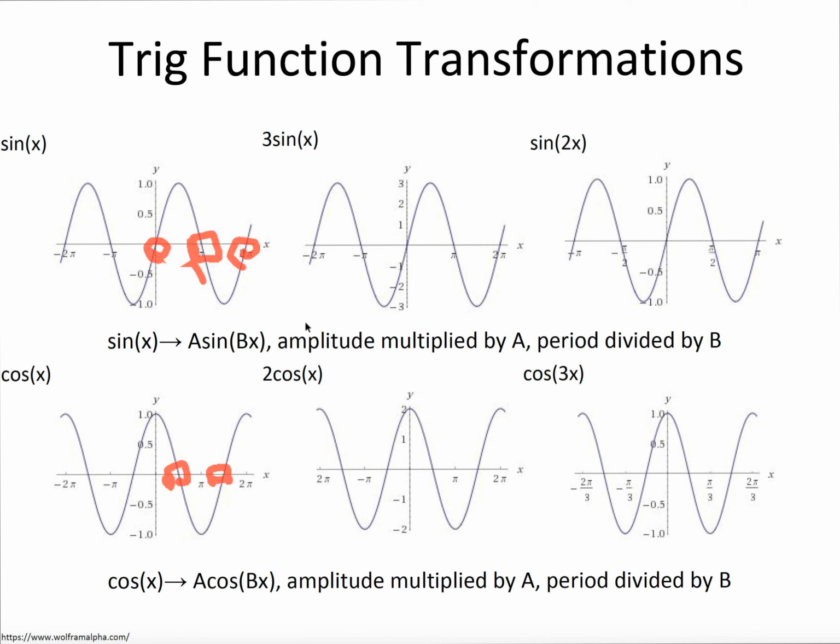Now, what happens if you put a 2x here in between the sine? These values will simply be divided by 2. So instead of sine crossing the x-axis at pi, it now crosses it at pi over 2. If you put a 3 in between the cosine here, instead of cosine reaching -1 at pi, it will now reach it at pi over 3. You're simply dividing the period by the number that's being multiplied by x here.